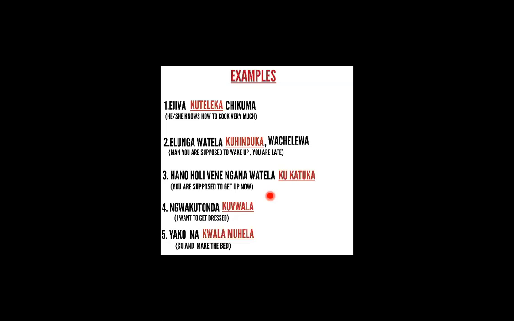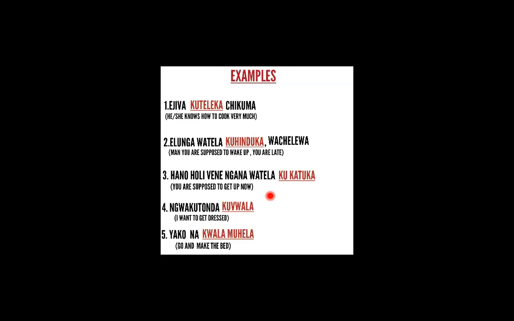Tonda kuvala. Then number 5, we have yako na kwala muhela. Yako, that is go. Na is and. In most cases na is and. So I would say Kaumba na Lewis. That means Kaumba and Lewis, or Chilombo na Chiomba, that is Chilombo and Chiomba.